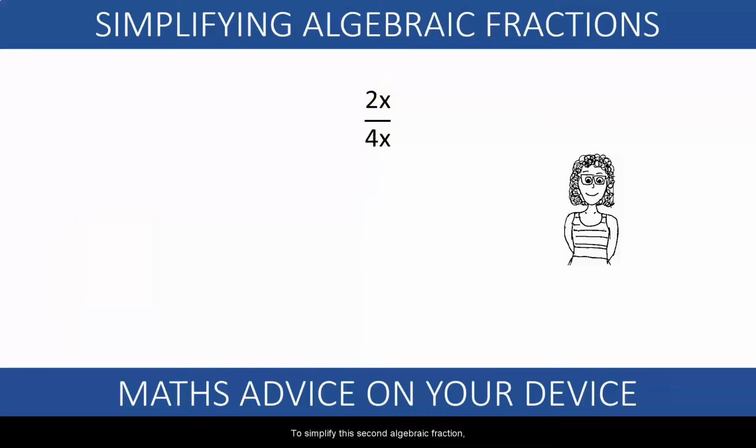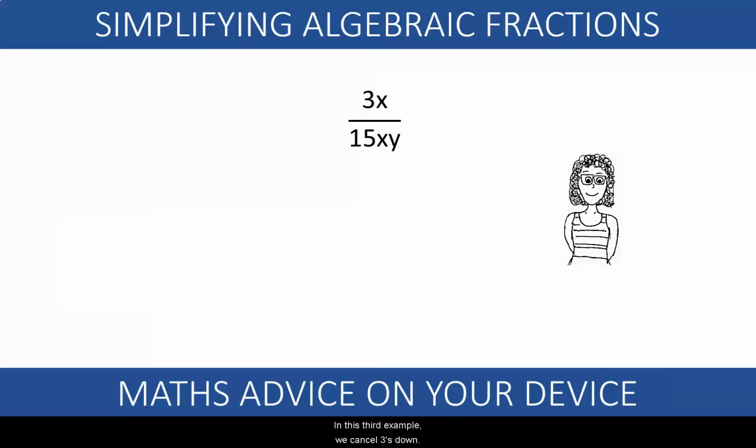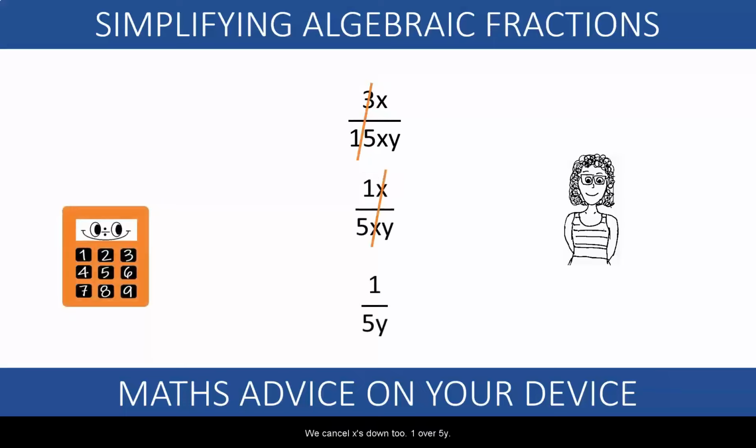To simplify this second algebraic fraction, you divide by the common letter x. A half is the answer. In this third example, we cancel 3's down. We cancel x down too, and the answer is 1 over 5y.